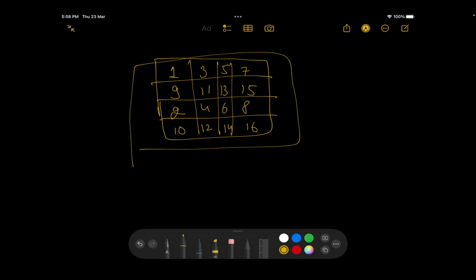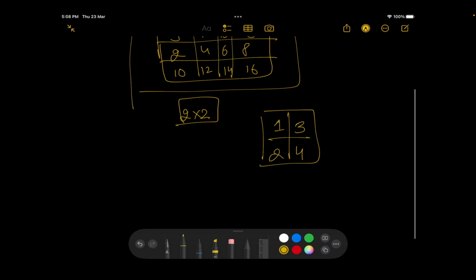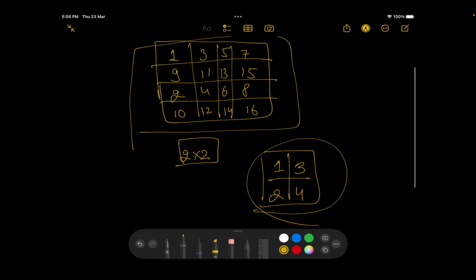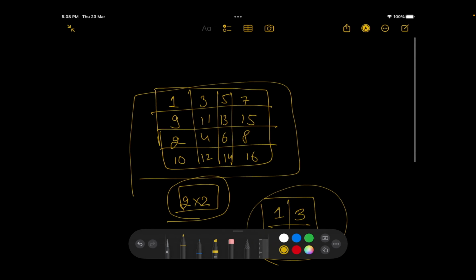Now there could have been a problem in case your matrix size was 2 cross 2. In that kind of scenario, if you went for 1 3 2 4, then this could have been a problem, right? In that case, an answer wouldn't have existed. But since we have a minimum of 4 cross 4 matrix, whenever we write all the odd numbers first and then the even numbers, it would always satisfy.